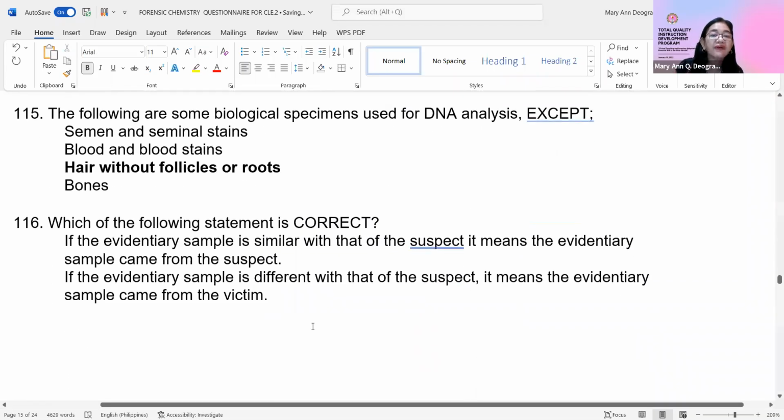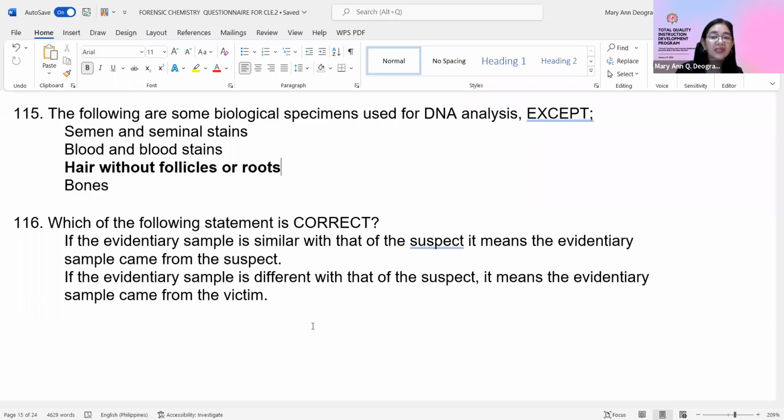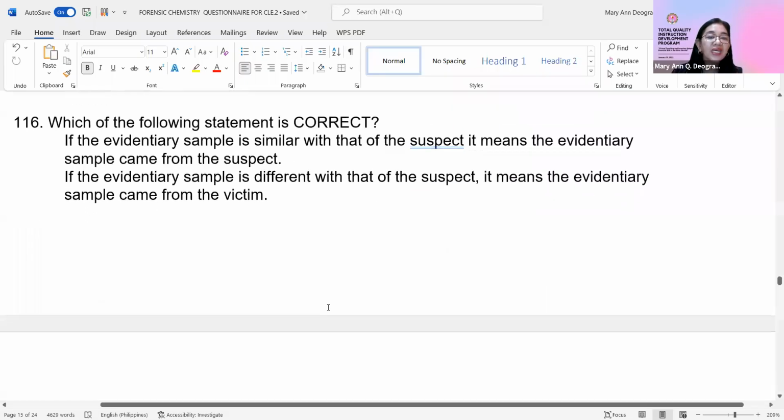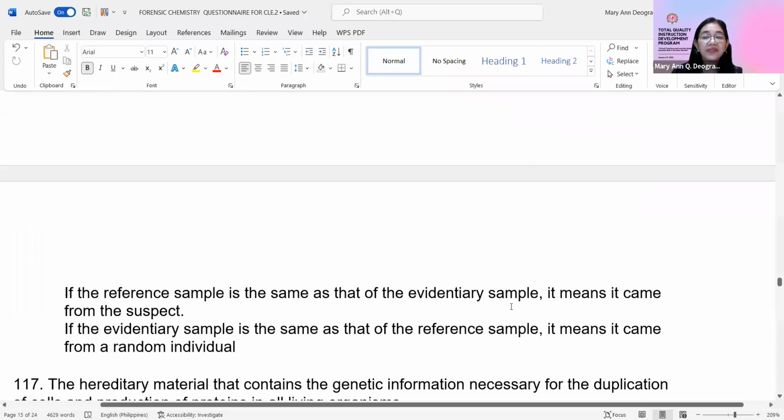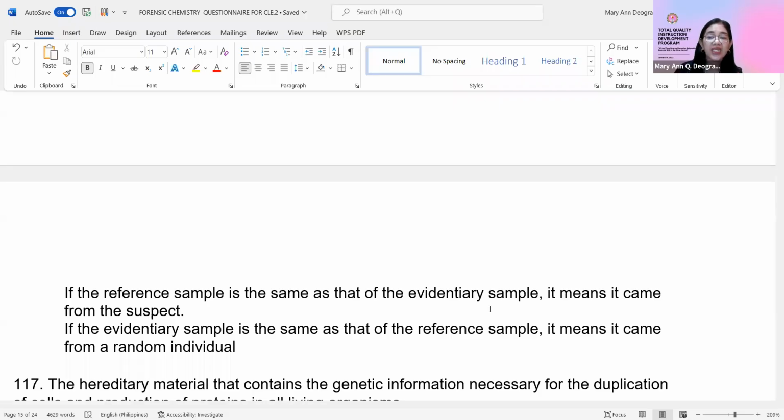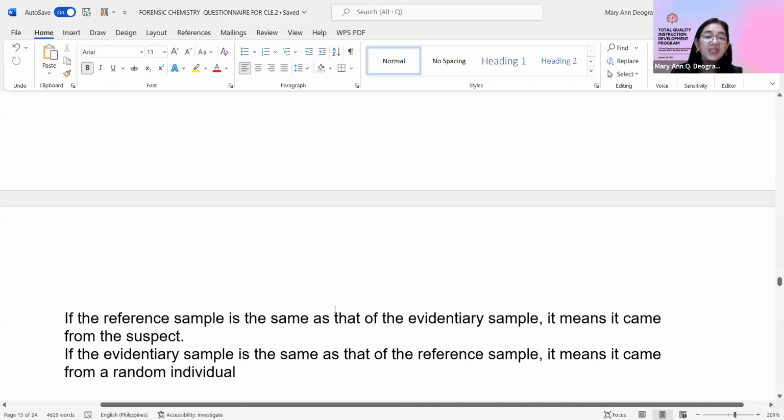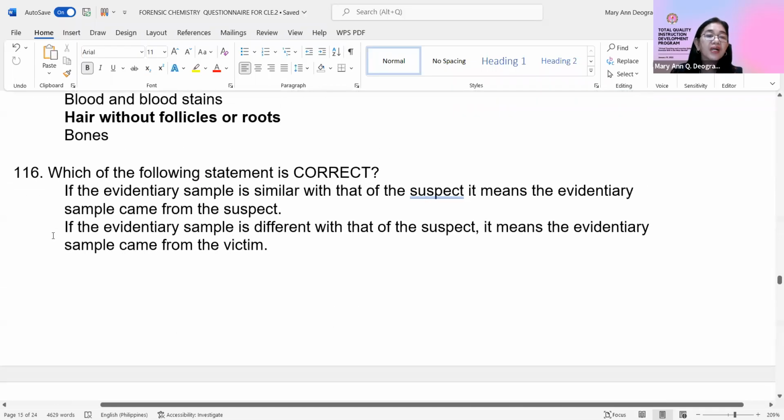Which of the following is incorrect? If the evidentiary sample is similar with that of the suspect, it means the evidentiary sample came from the suspect. If the evidentiary sample is different with that of the suspect, it means the evidentiary came from the victim. Okay, tapos, if the reference sample is the same as that of the evidentiary sample, it means that it came from the suspect. If the evidentiary sample is the same as that of the reference sample, it means it came from a random individual. Alin sa apat yung tamang statement?